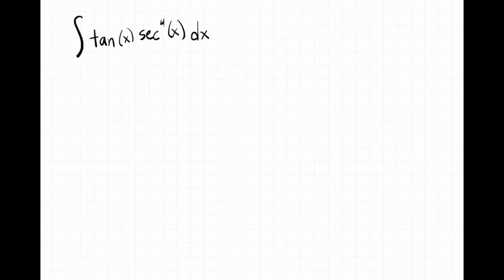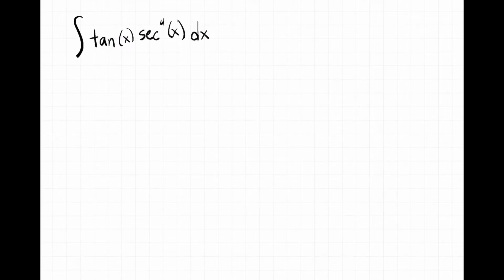Here are two more examples of integrals involving powers and products of trig functions. First, let's find the integral of the tangent of x times secant to the fourth of x dx. This problem is going to be similar to the problems involving sines and cosines in that we can use a u substitution here. But how do we choose our u?